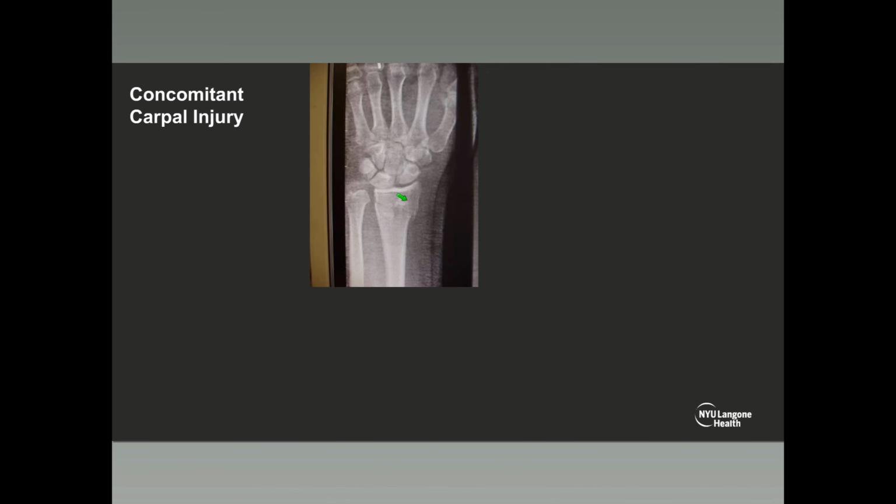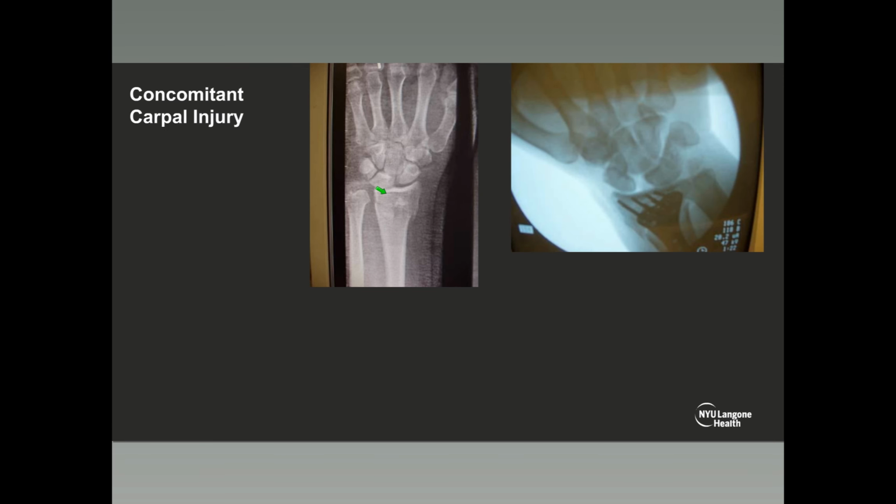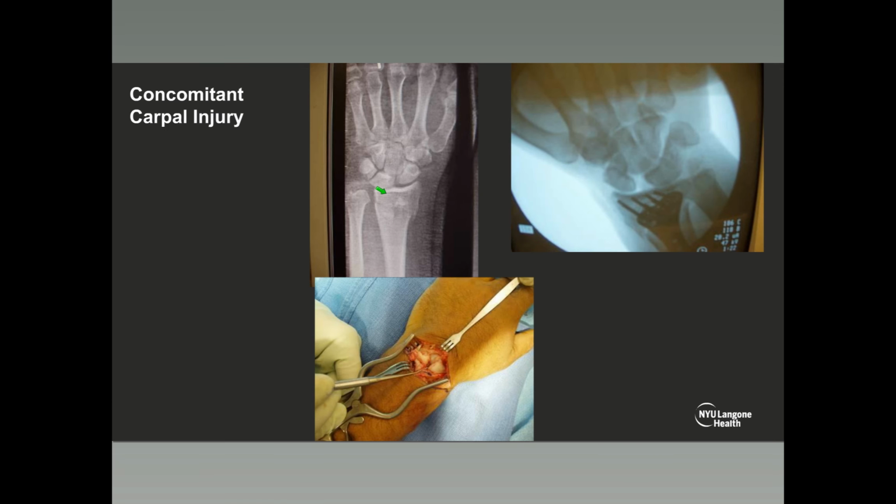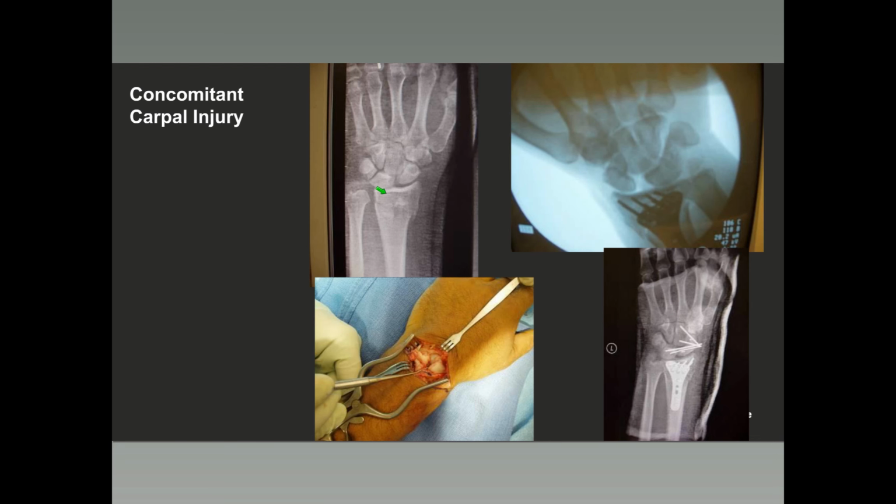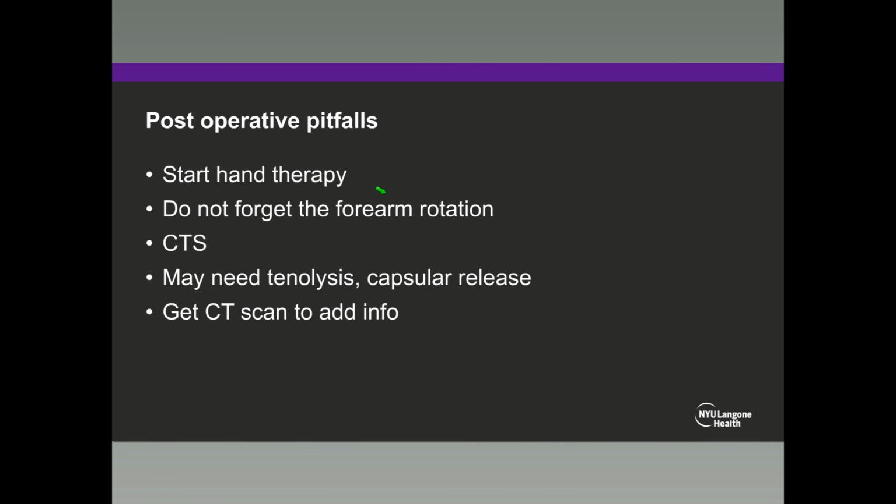Always be on the lookout for concomitant carpal injury, okay? You want to make sure that you're not missing some sort of SL ligament injury such as this over here. These can be addressed at the time of surgery with wire fixation. It does not need to be treated another time.